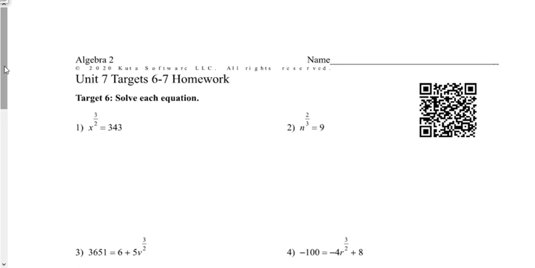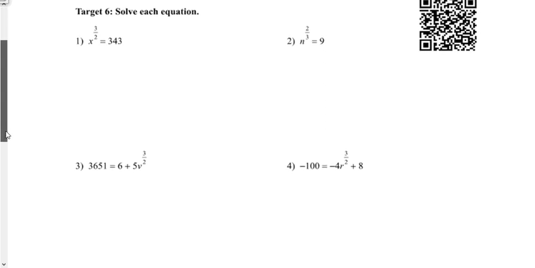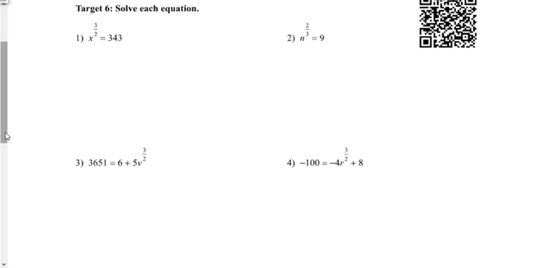So, targets 6 and 7 homework. Target 6 was solving equations with rational exponents in them, and target 7 was switching between rational exponent form and radical form. So we'll start with target 6. We're going to solve each of these equations. We first have to start by isolating the term that has the rational exponent in it, and 1 and 2, they are both isolated for us already, so we don't have to do much work here.